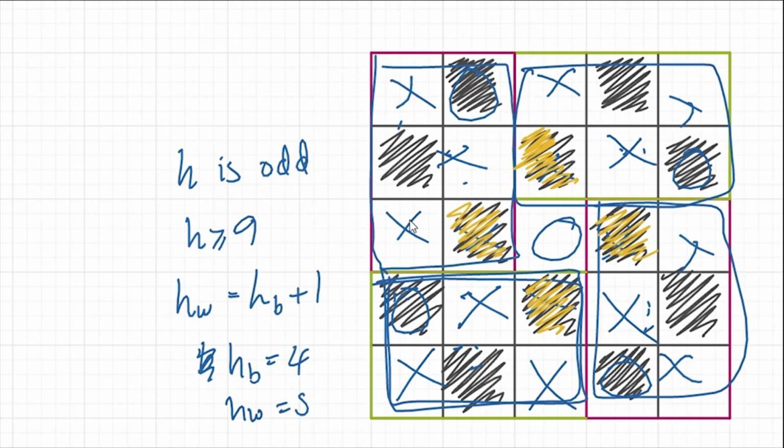So it's impossible to have 9 or more holes. And because it has to be an odd number, we know that it's at most 7. And we showed earlier it's possible to add the dominoes in such a way that you have 7 holes. So this proves the maximum number of holes you can get is 7.